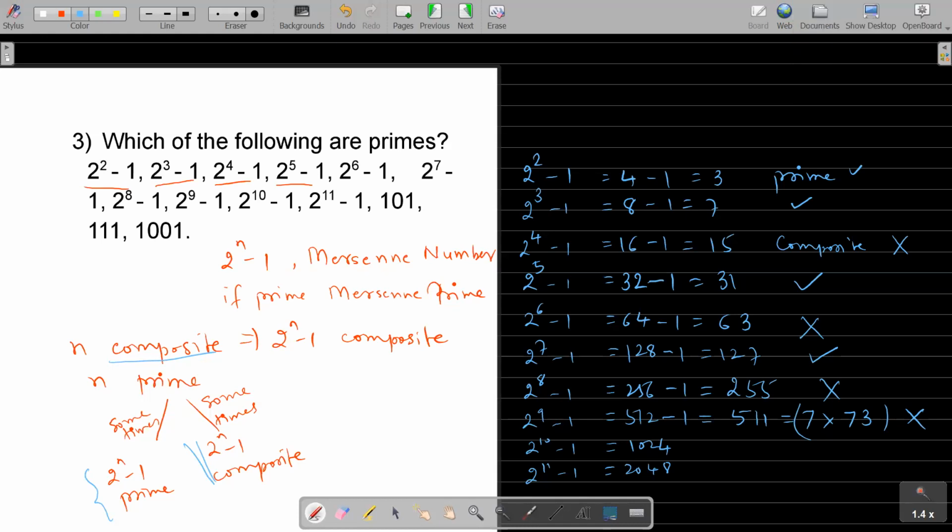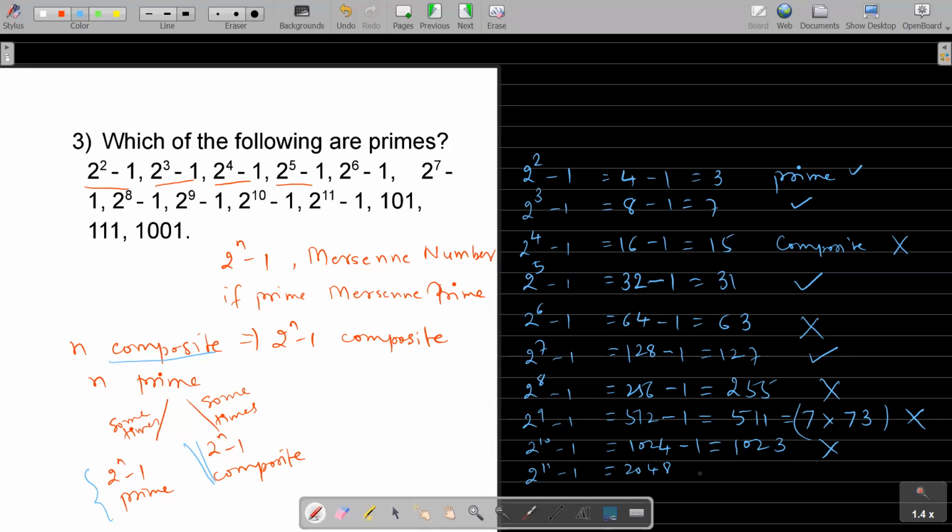Now 10 is again composite, so 2 raised to 10 minus 1 must be composite. And let's check. This is 1023. Obviously the sum of digits is a multiple of 3, so it's divisible by 3. I'm not factorizing it. It's surely divisible by 3, so it's not prime. It's composite. And a very interesting example is 2 raised to 11 minus 1.